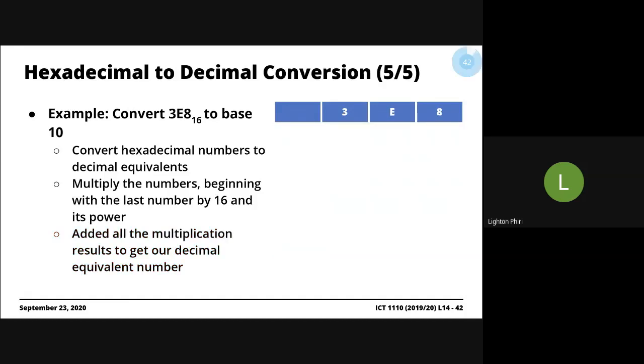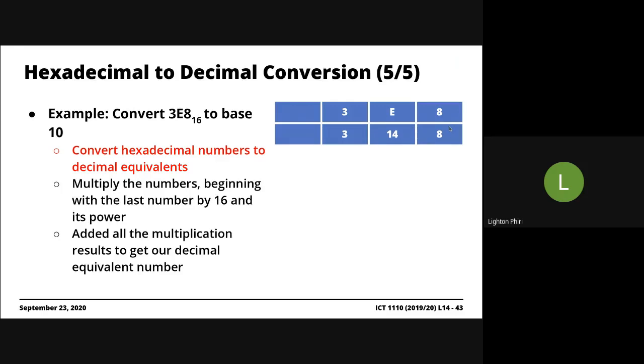So here's another example. Let's say we want to convert 3E8. Same process. The first step is we need to get the equivalent base 10 symbols for each one of these symbols associated with the number we are converting. 3 is going to be 3, E is 14, 8 is 8, right?